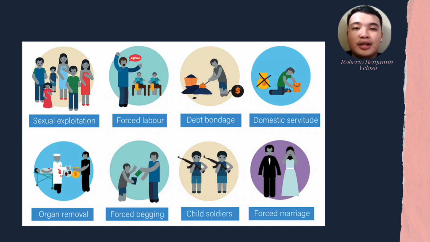And lastly, forced marriage. It is a marriage in which one or both parties have not personally expressed their full and free consent to the union. An example is an arranged marriage, which is not what the man or woman wants. So they are forced because of what the parents want. That's all for my report.